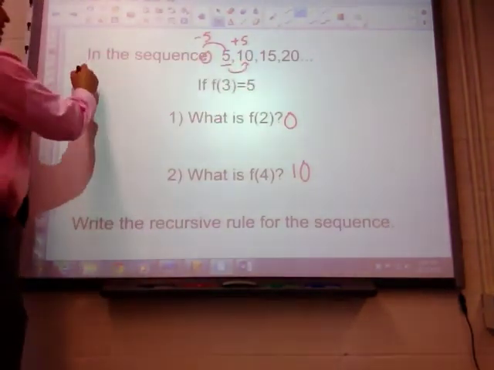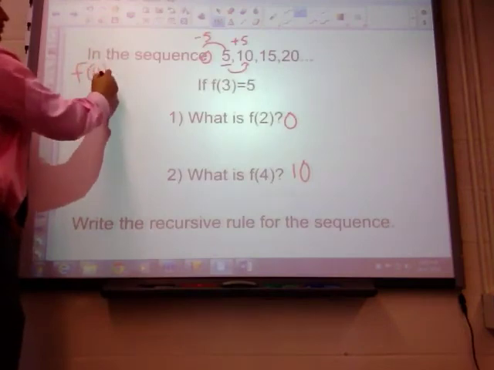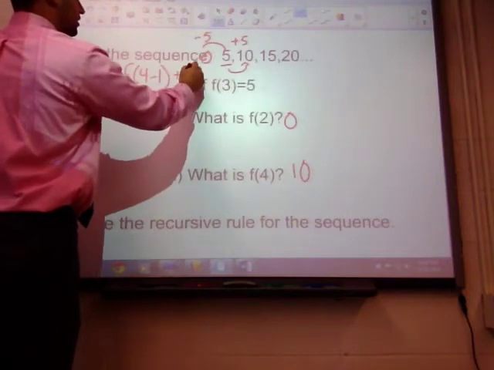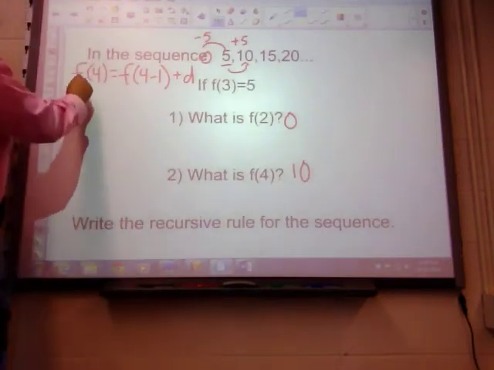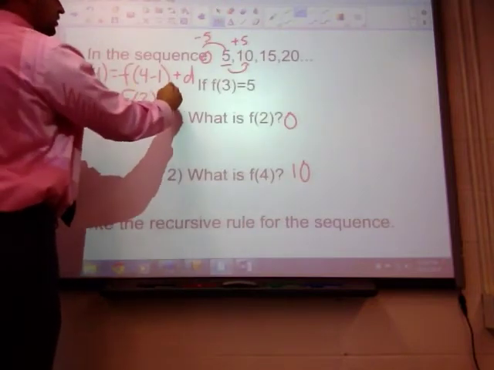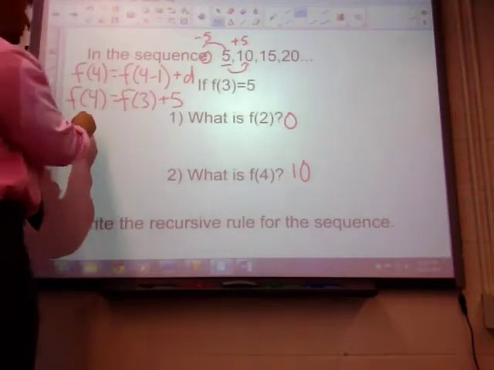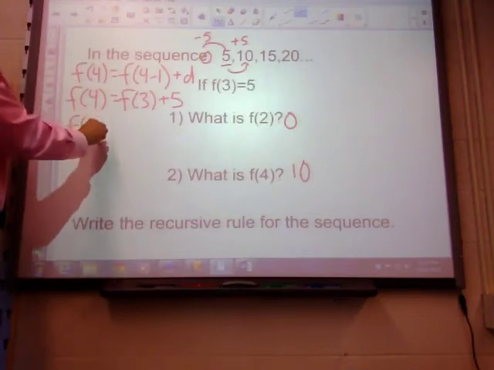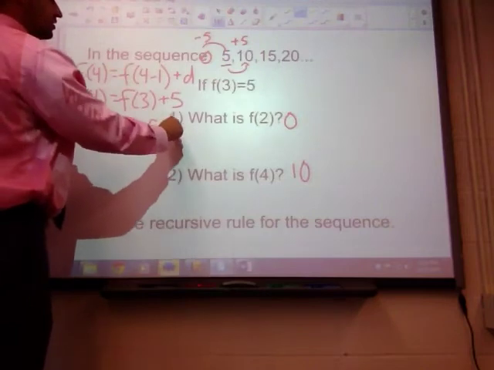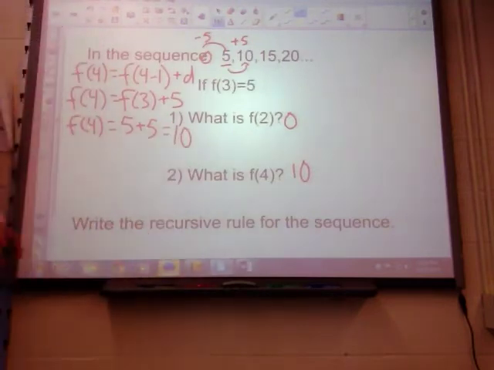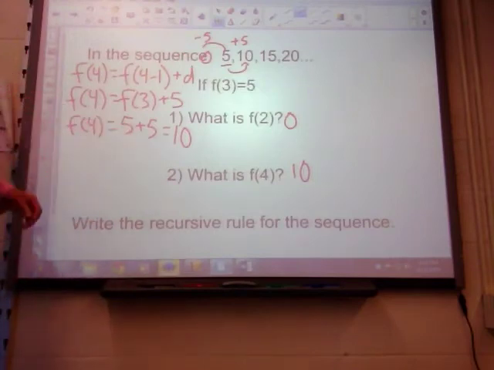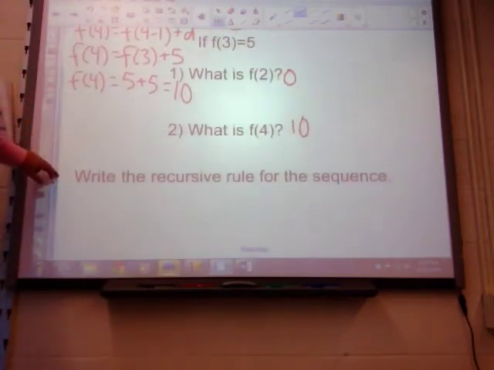So what you're saying here is f of 4 equals f of 4 minus 1 plus the common difference. And we know that term 4 equals term 3 plus 5, since we're going up 5 each time. So f of 4 equals 5 plus 5, which is 10. So you did this in your head recursively, I did it in my head recursively, but this is how you would use the formula. So let's write the recursive rule off of that.